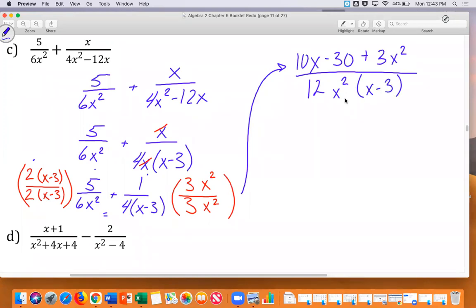All right. And from there, which I know we're going to run out of time for, we just clean that up by writing 3x squared plus 10x minus 30 over 12x squared times x minus 3. And what I would do from here is I would use the British method to see if I could factor out anything else. Jake.